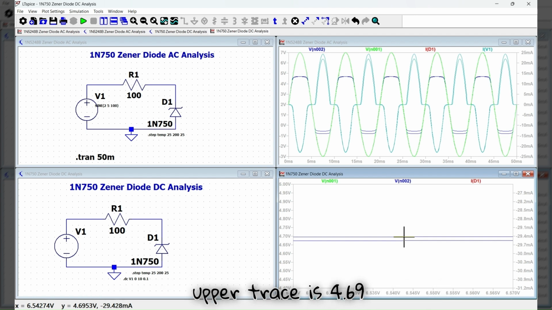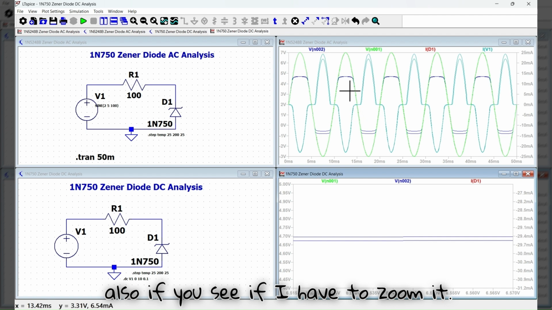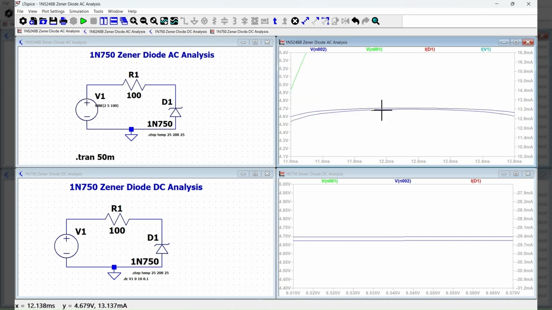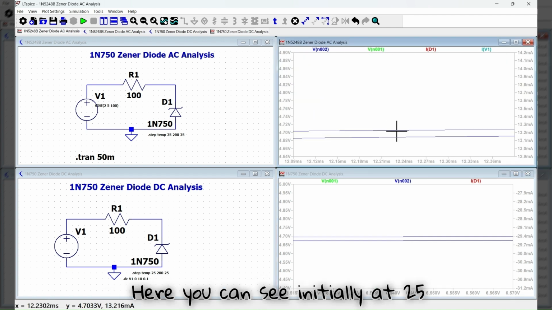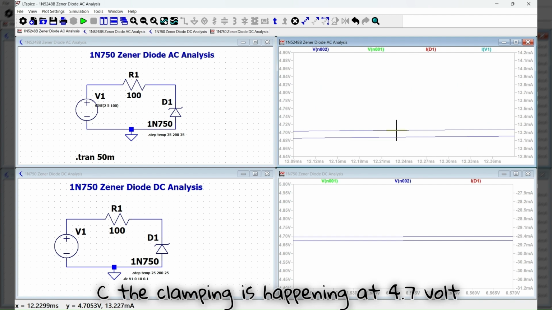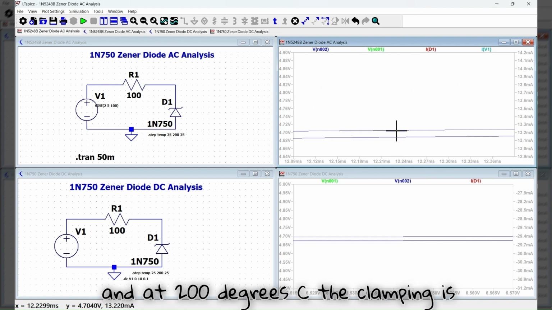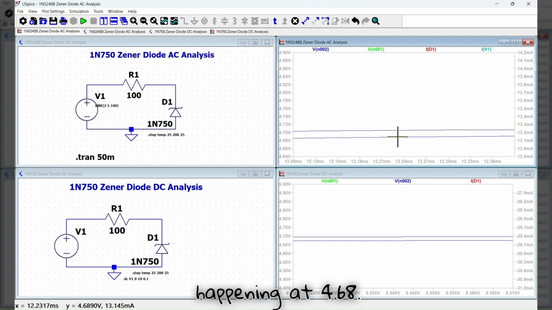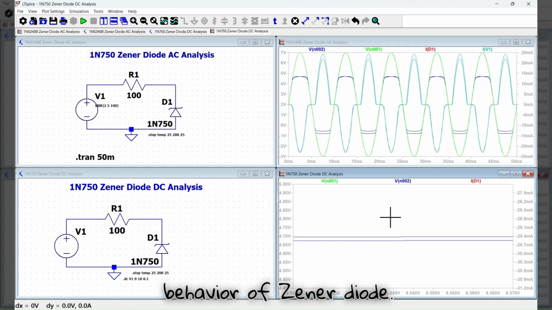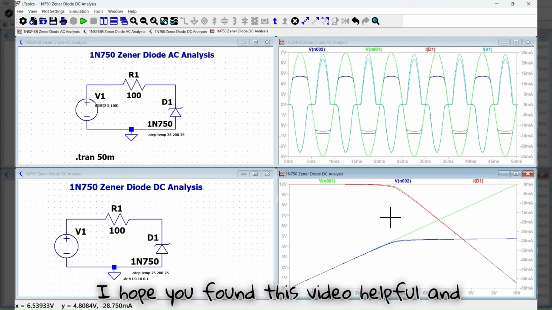Here you can see the upper trace is 4.69, and the lower trace is 4.66, 4.67. And here also, if I zoom in, you can see initially at 25 C the clamping is happening at 4.7 volt, and at 200 degree C the clamping is happening at 4.68. So this is the simulation behavior of the Zener diode.